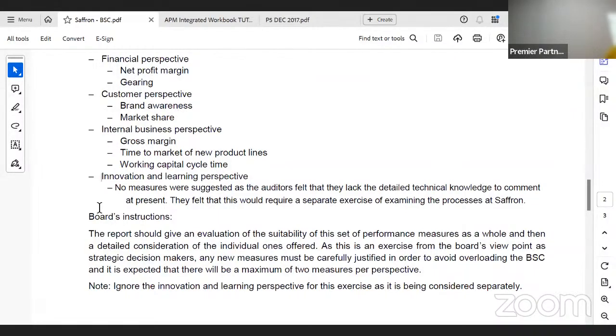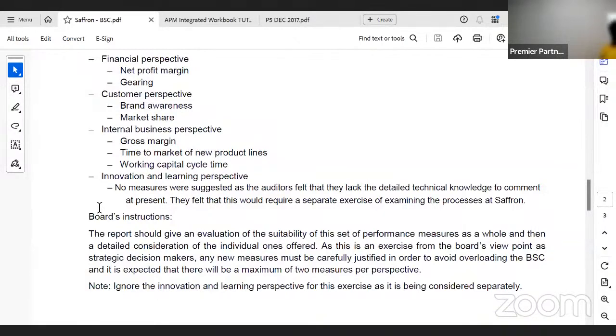As this is an exercise from the board's viewpoint, as strategic decision makers, any new measures must be carefully justified in order to avoid overloading the BSc. And it is expected that there will be a maximum of 1. That's the constraint. So method you have to say first, financial, okay, we have 2. And then talk about how suitable they are.